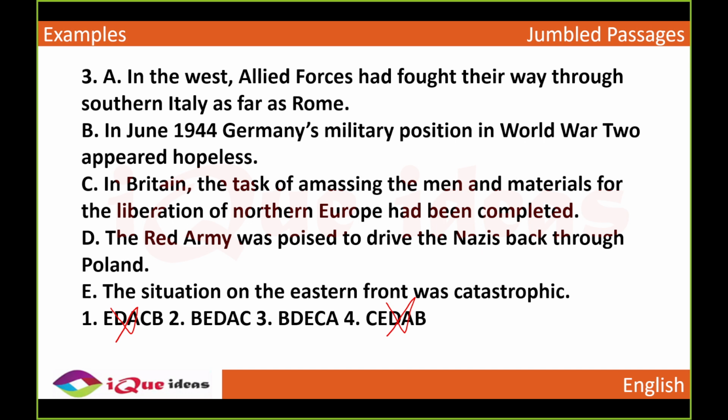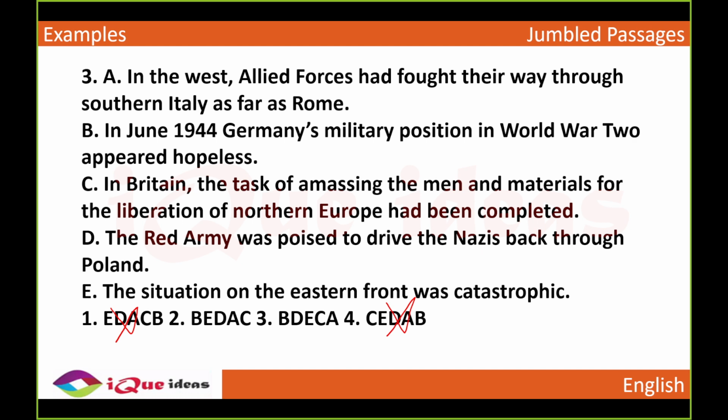Correct? Now, between these two incidents, C and A, I did not worry about them first. E and D. Is it ED or is it DE? So D says Red Army was poised to drive Nazis. It specifically gives the incident. E says the situation was catastrophic. If I ask why was the situation catastrophic, then that would say the situation was catastrophic because the Red Army was doing something. So ED maybe, but somebody would argue that you can answer this as Red Army was poised to drive Nazis back, hence the situation was catastrophic. So then DE is also justified. So between ED and DE, I'm not able to identify.